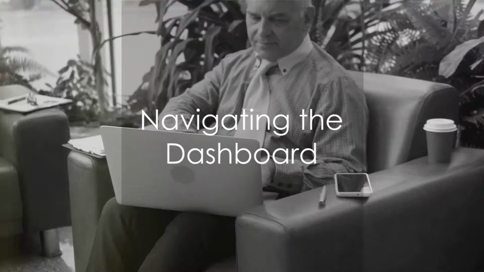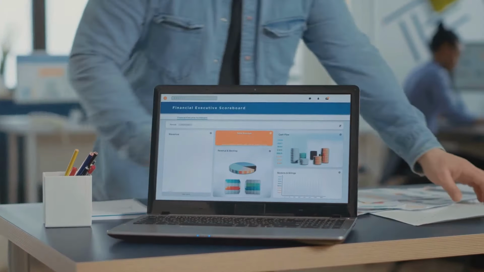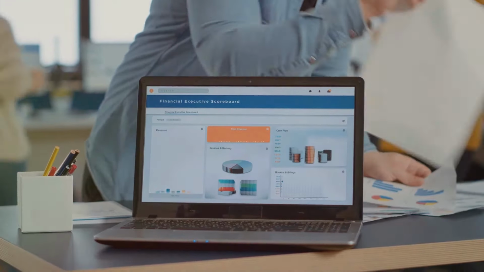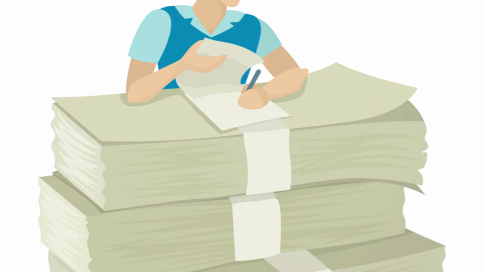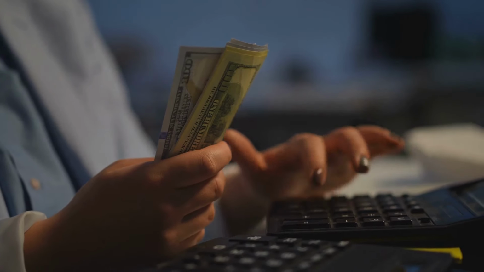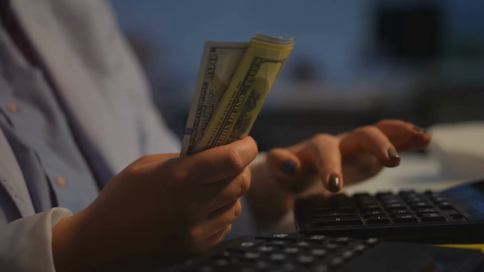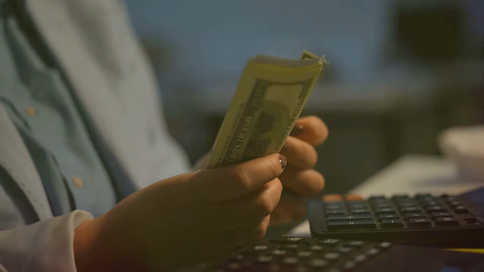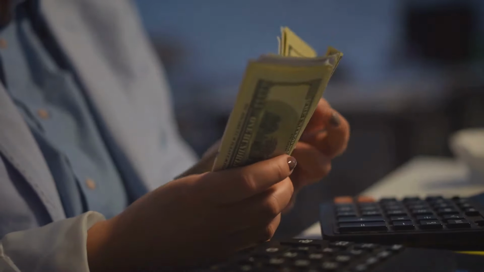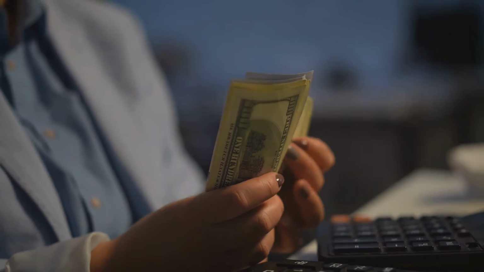QuickBooks Dashboard is your command center for managing your business finances. It's designed to give you a quick and comprehensive overview of your business's financial health. Let's start with the Income section. This is where you can track all the revenue your business is generating. It's a real-time snapshot of what's coming in, helping you keep a pulse on your earnings.